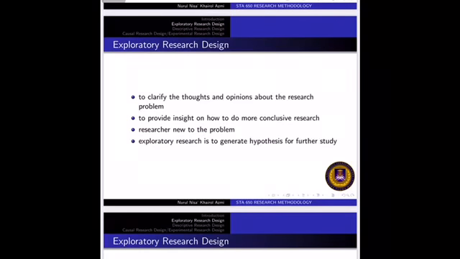The basic difference between exploratory and the other research designs is the format of the research design. For exploratory research design, the format is less structured and more flexible than the other approaches, because this is just to explore, just to get the information about the problem that occurred.